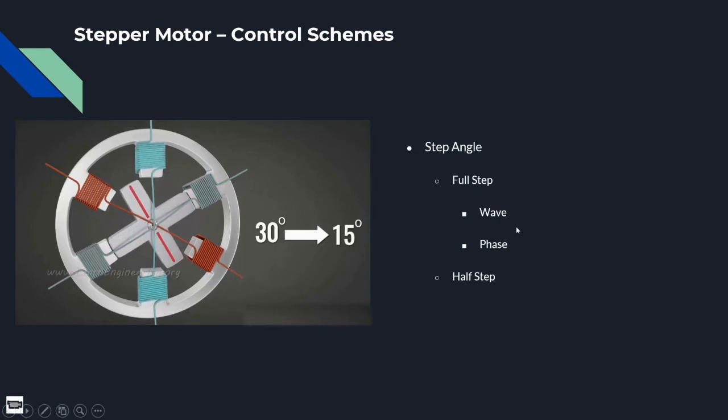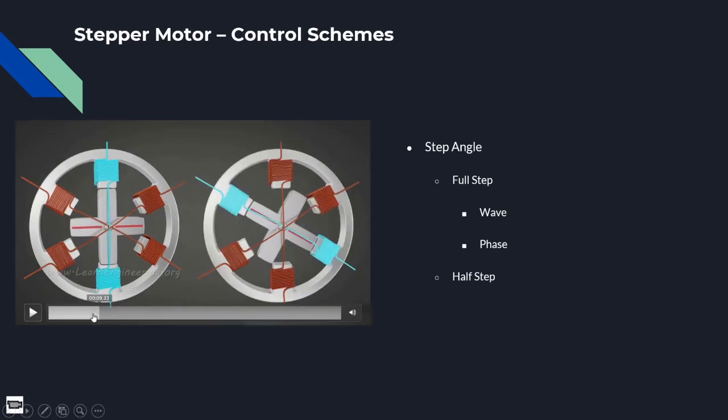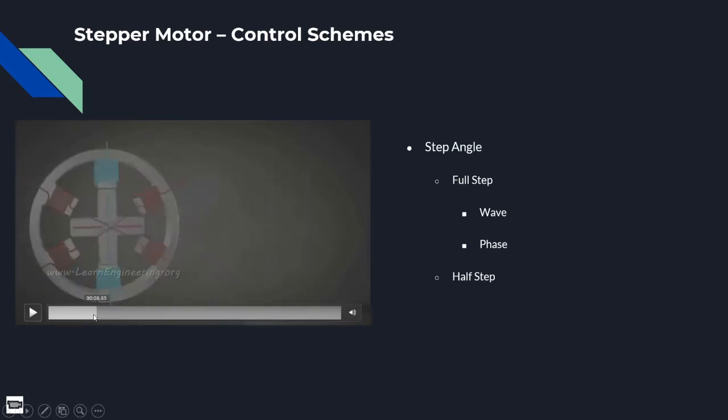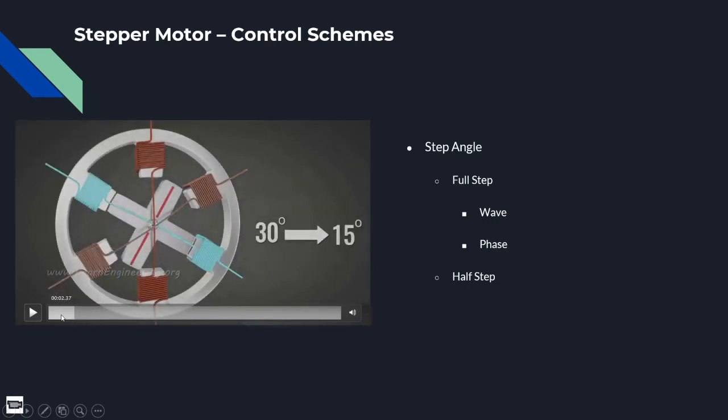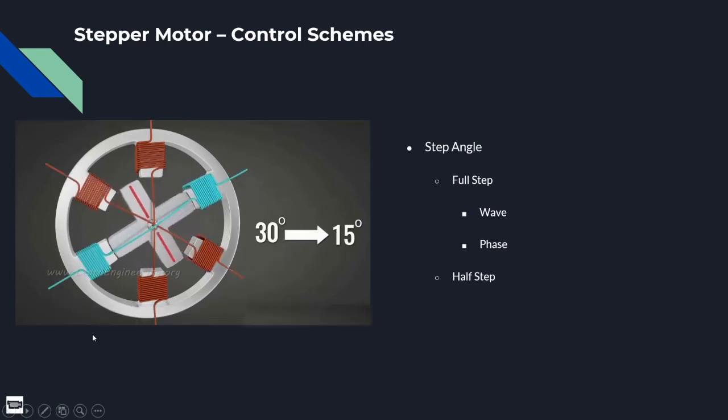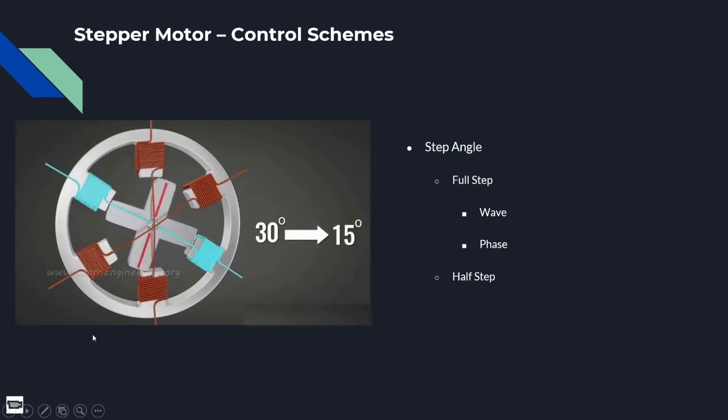Under the full stepping method, we have two control schemes. One is the wave scheme, the other one is the phase scheme. In the case of the wave scheme, only one coil is energized at a particular time. Only one stator coil is energized at a particular time.